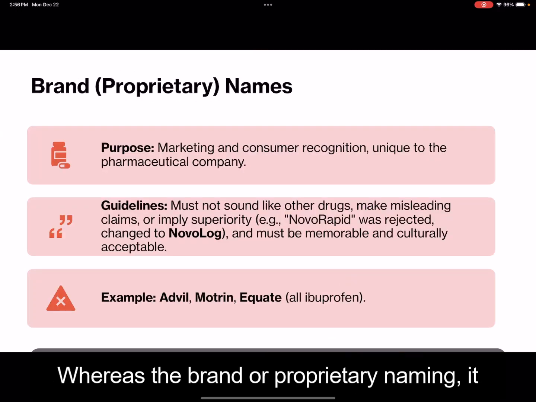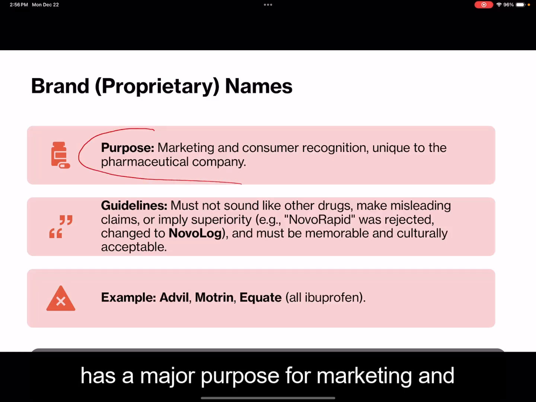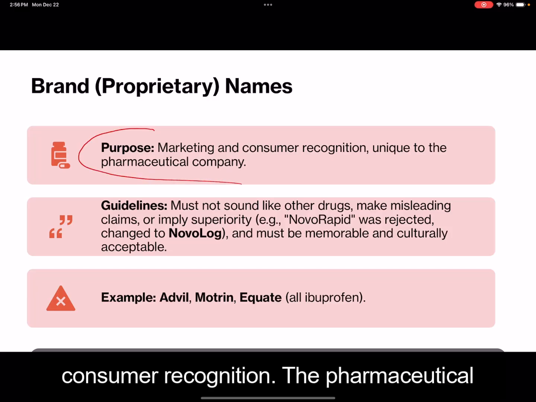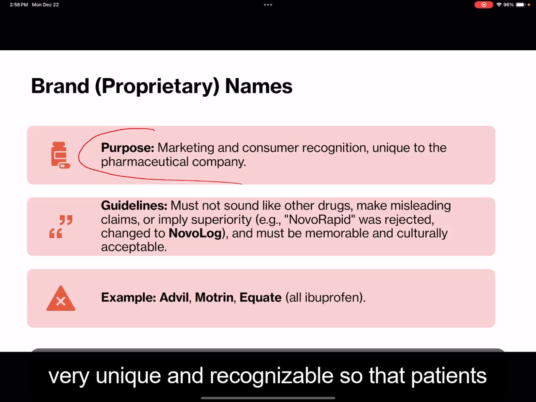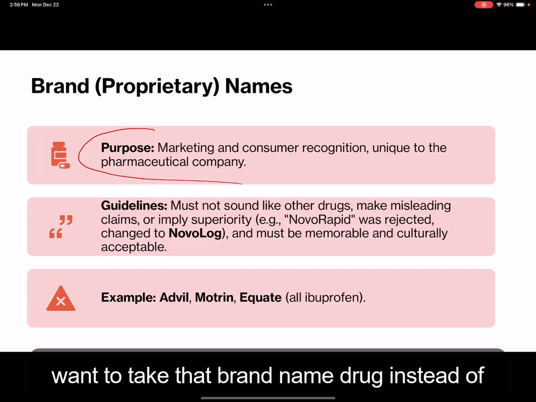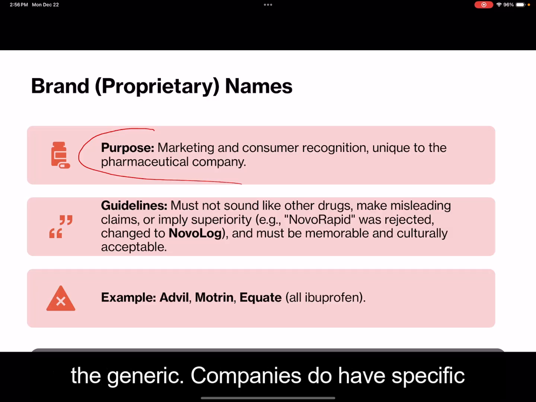Whereas the brand or proprietary naming has a major purpose for marketing and consumer recognition. The pharmaceutical companies want to create something that's very unique and recognizable so that patients want to take that brand name drug instead of the generic.